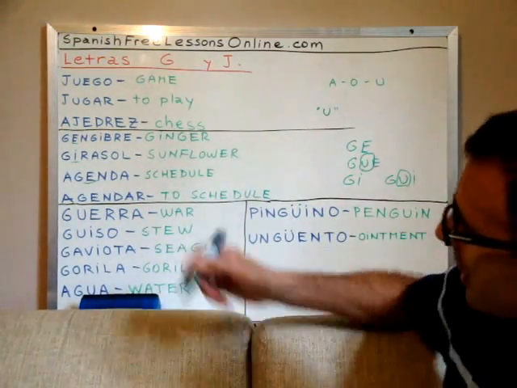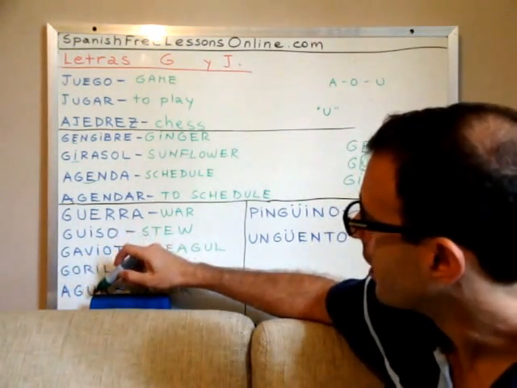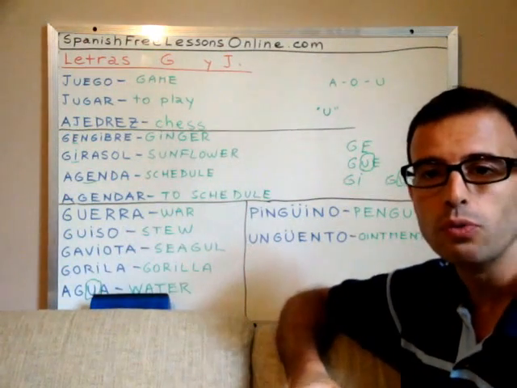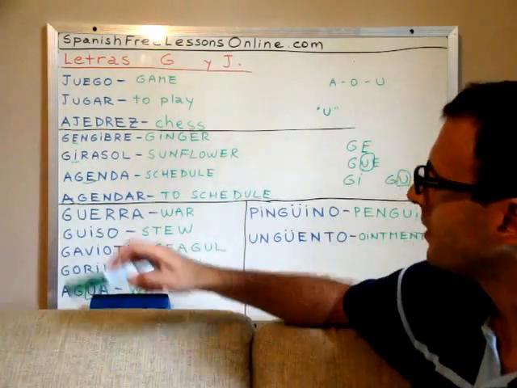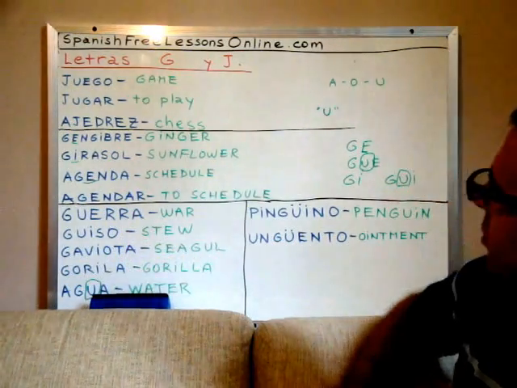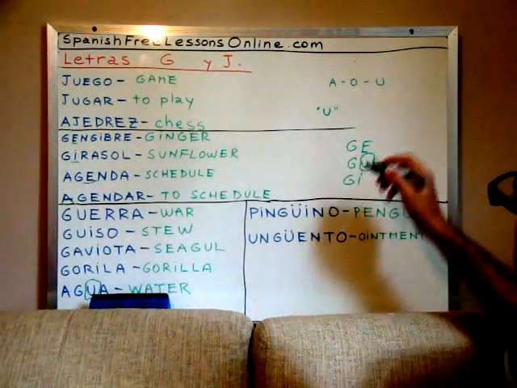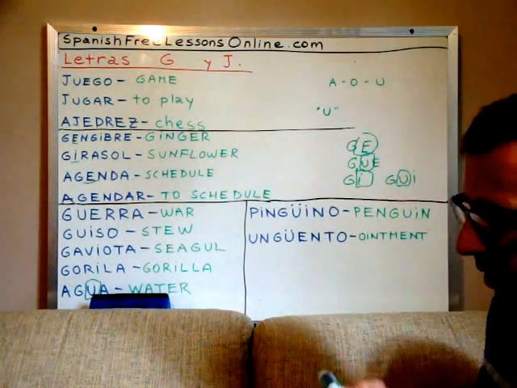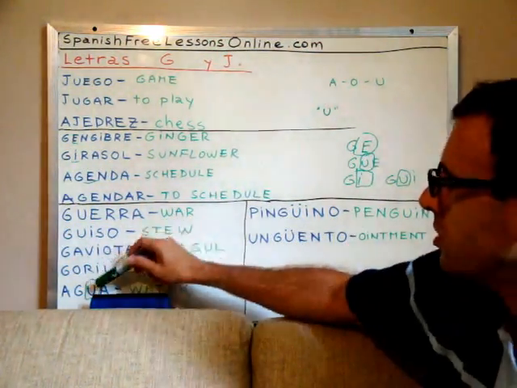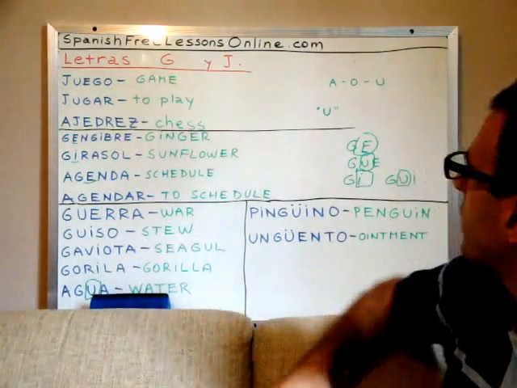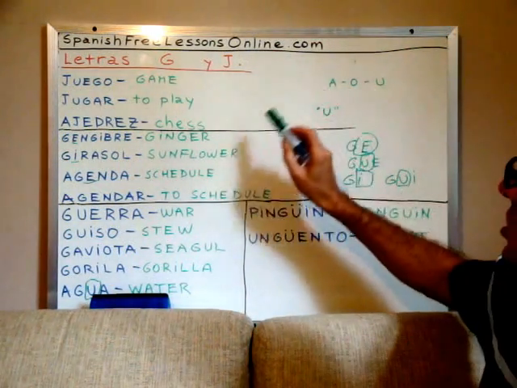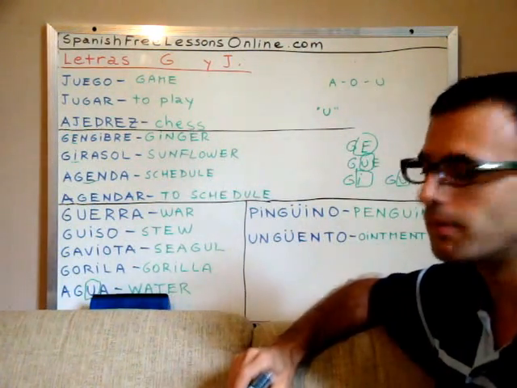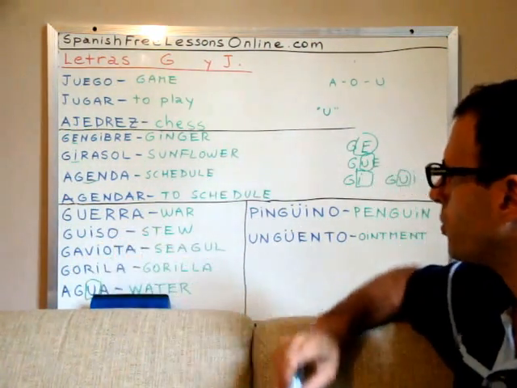Agua. Here, the U is not mute, right? We do pronounce the U. Agua. That is because after the U we do not have the letter E nor the letter I, okay? So it's not a muted U. This is agua, it's a U like here. The G followed by A or O or U is G. Agua, water.